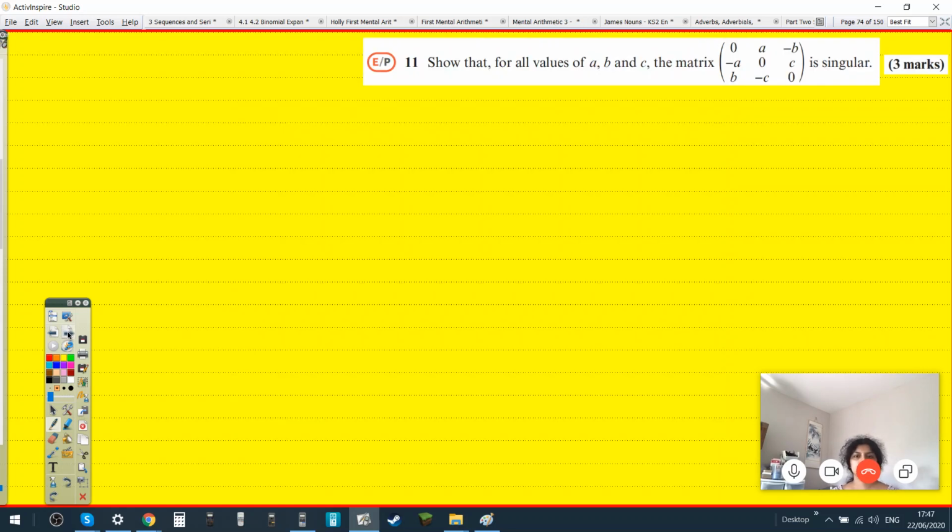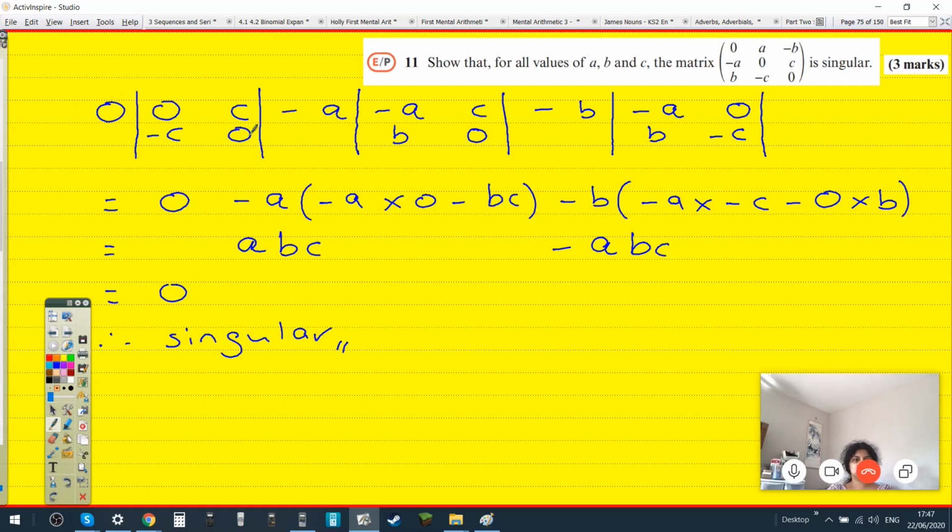Show that it is singular. Oh, because it's just 0. Yes, when you do the determinant of this, there's basically always going to be a 0 in the matrix, or something being multiplied by 0, so everything is just going to be equal to 0. So 0 times the first matrix, then minus A times the second, and then minus B times the third one. The first one's obviously 0. The second one works out to be ABC, and the third one works out to be minus ABC. And so it ends up being 0.